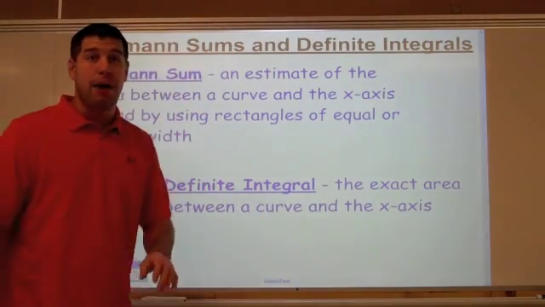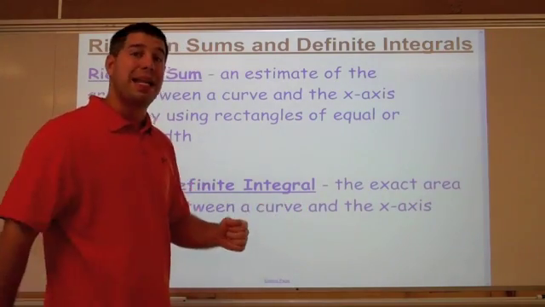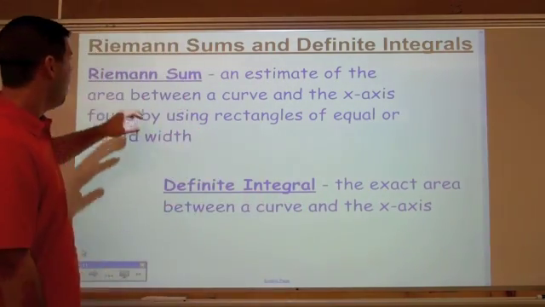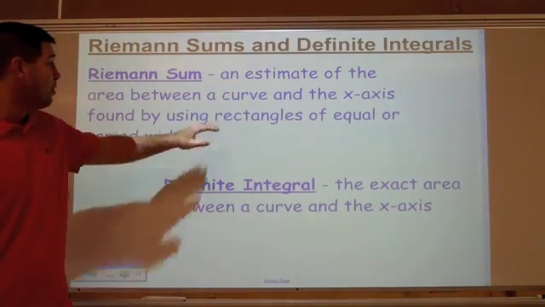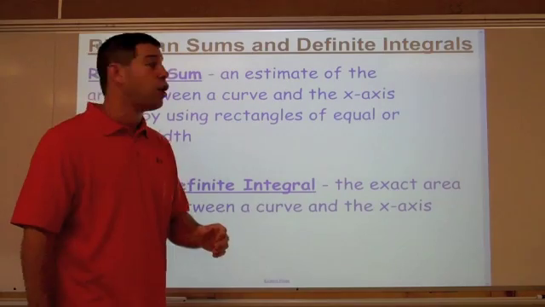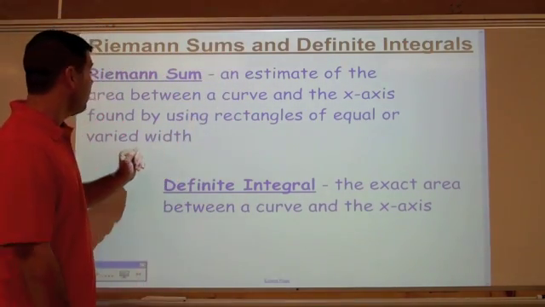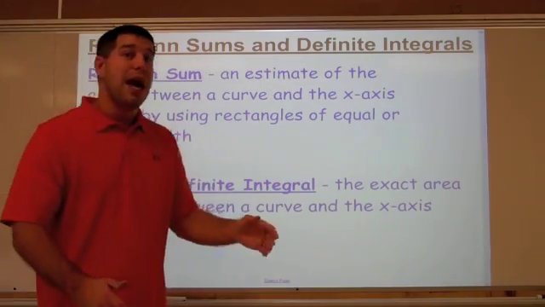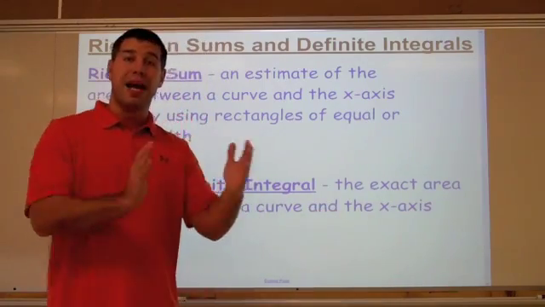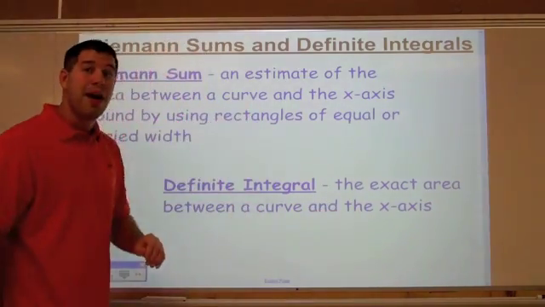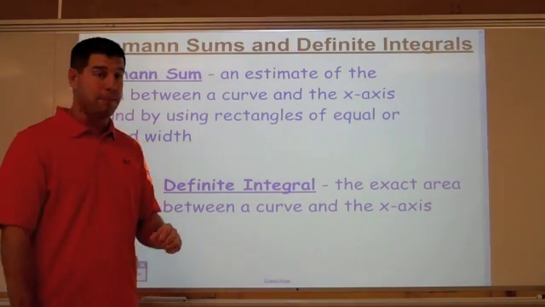So we have a Riemann sum. Riemann was the name of a mathematician, and he developed this method for estimating the area under a curve. It's called the Riemann sum, and it's where you use rectangles to estimate the area under a curve, between the curve and the x-axis. So it's an estimate, found by using rectangles, and the rectangles can either be equal width or different widths. If you're using rectangles to estimate the area between the curve and the x-axis, then you're finding the value of a Riemann sum.